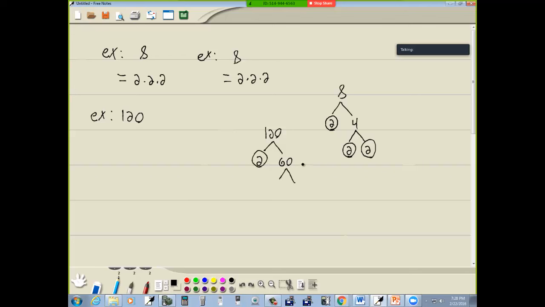Now I'm still on my first prime, which is 2, and this is divisible by 2. 2 times 30. 2's prime, so I circle it. Then 30, it's divisible by 2. 2 times 15. 2's prime, so I circle it. Now for the 15, I ask myself if it's divisible by 2, and it isn't. So I then go to my next prime, which is 3. And it is divisible by 3. 3 times 5. So 3's prime, so I circle it, and 5's prime, so I circle it.